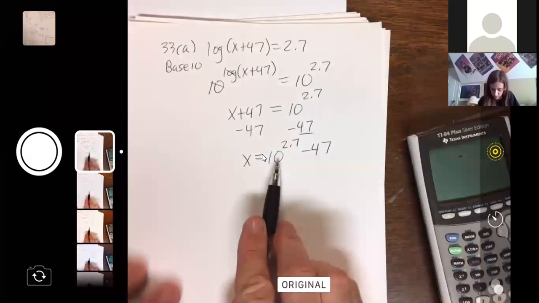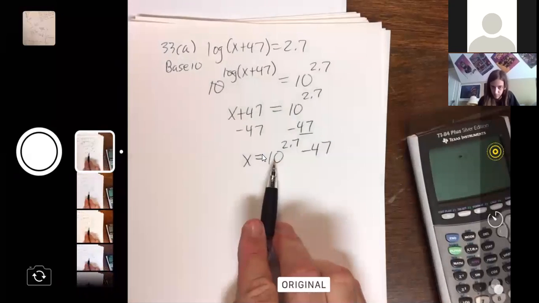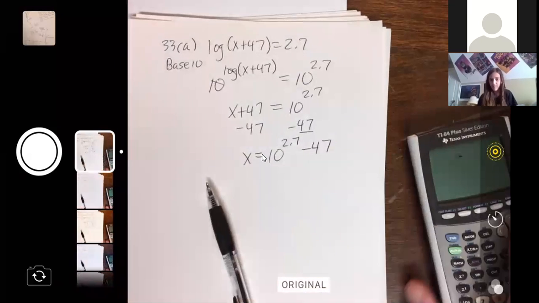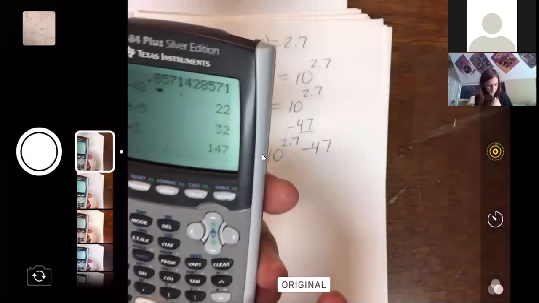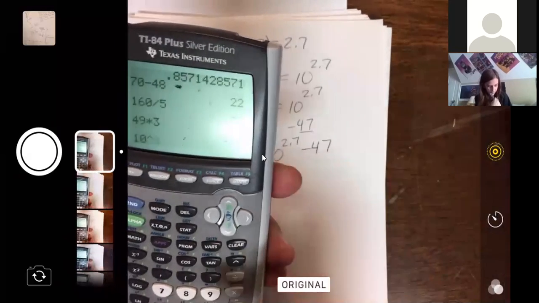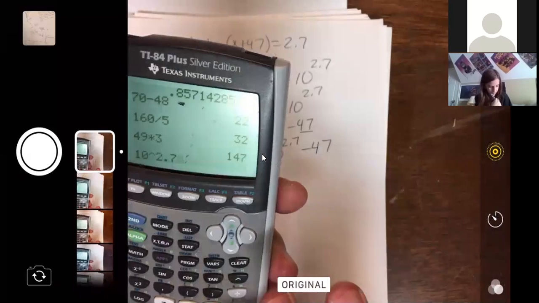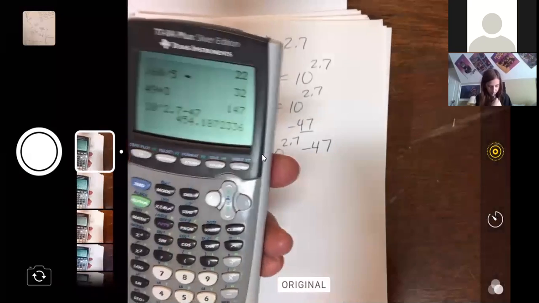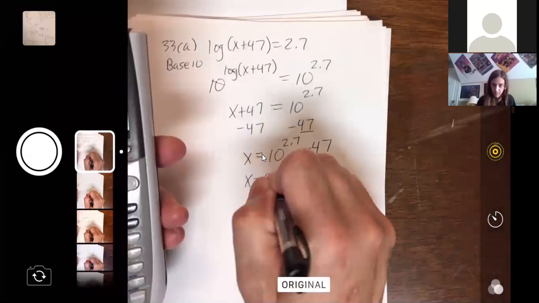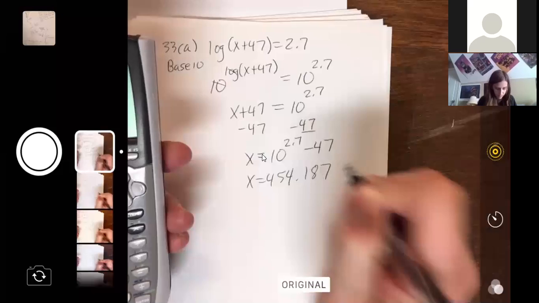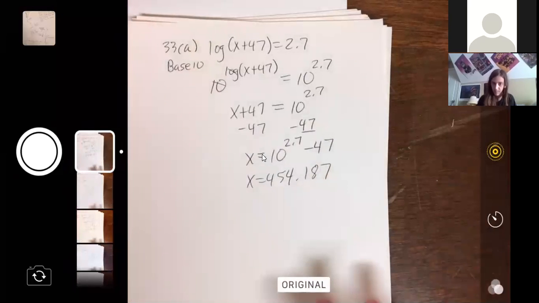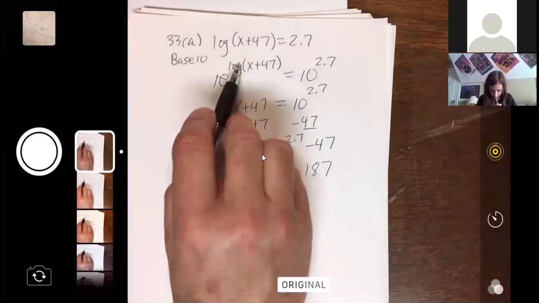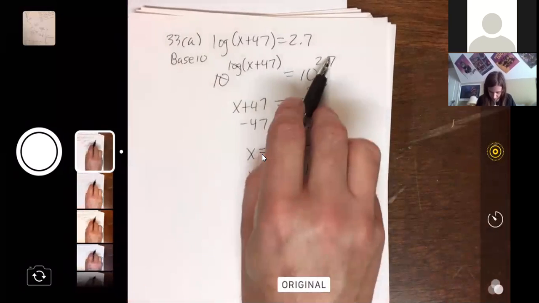You can tell this is going to be over 100. In fact, it's going to be not far from 1,000. 10 to the third is 1,000, so 2.7, a little short of 3, would be a fairly big number. 10 raised to the 2.7 and subtract 47. Yeah, it's 454.187. Questions about that? The real trick to it is recognizing base 10 and doing 10 to a power.